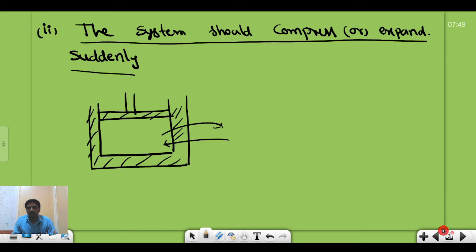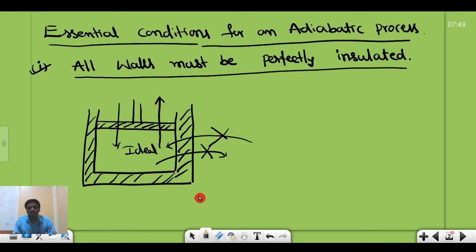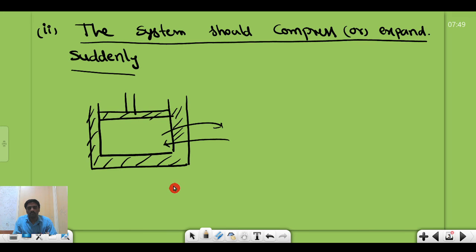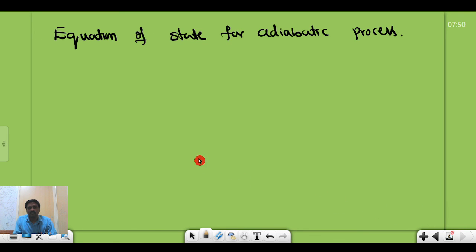Repeating once again, the first essential condition is that the walls must be perfectly insulating walls. The second essential condition is that the process must be done in a rapid manner, that is, suddenly. In the adiabatic process, what is the equation of state?